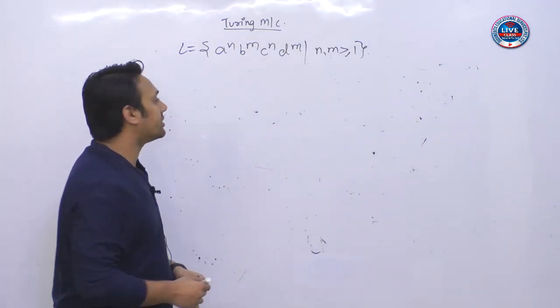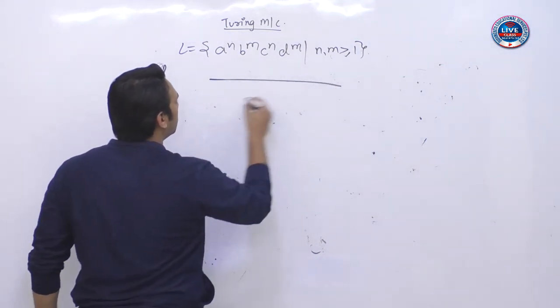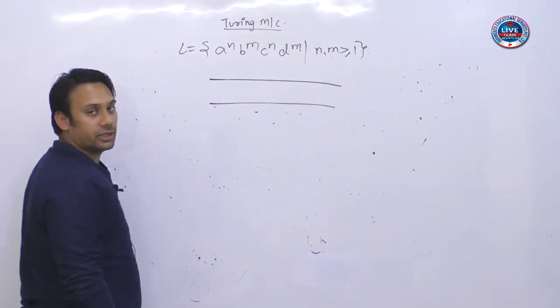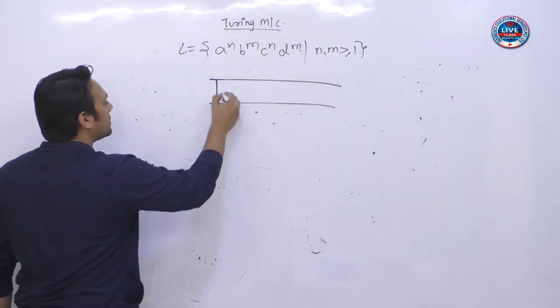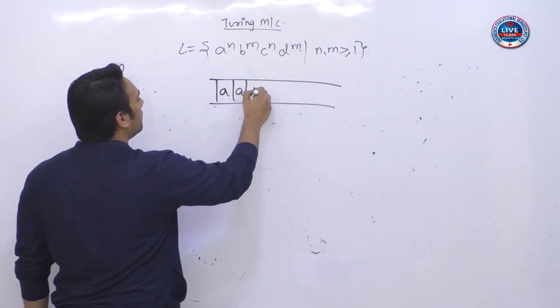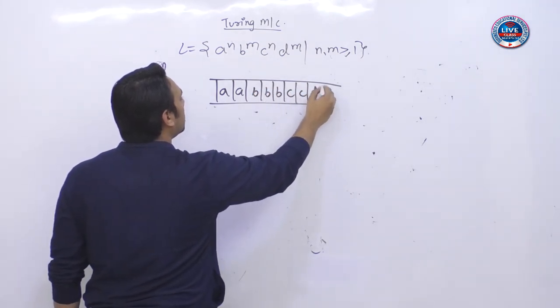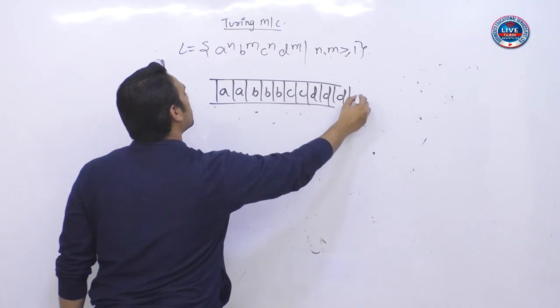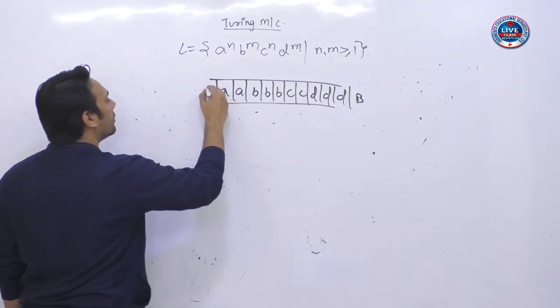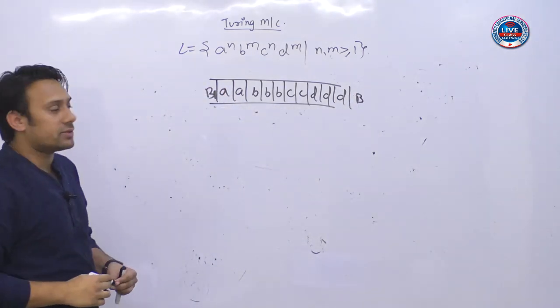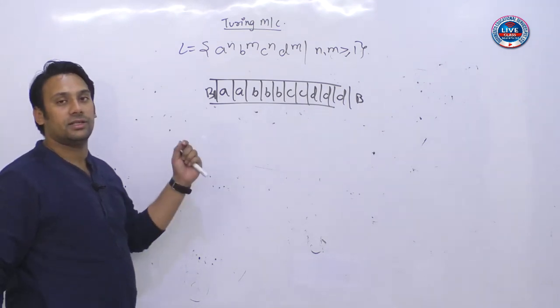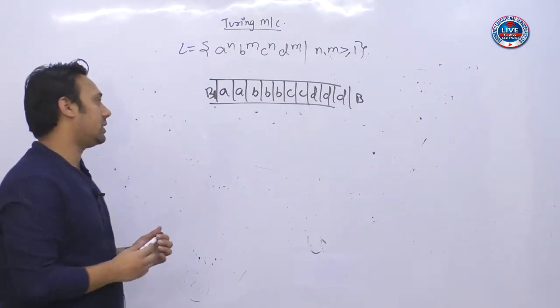So how can you make a Turing machine? What you can do is load the string on the tape. So you have a string which is A, A, B, B, B, C, C, D, D, and D. Let us assume this is our string. Now what I can do here is, first of all, check if A and C are equal or not.